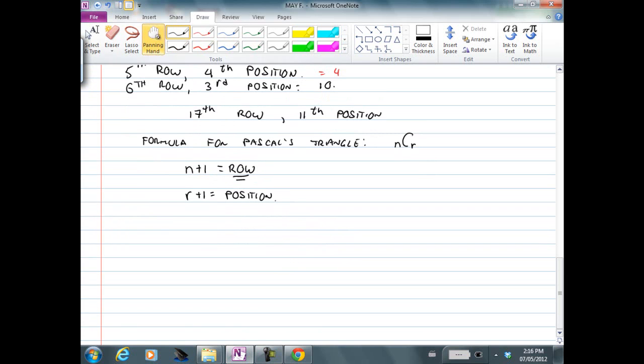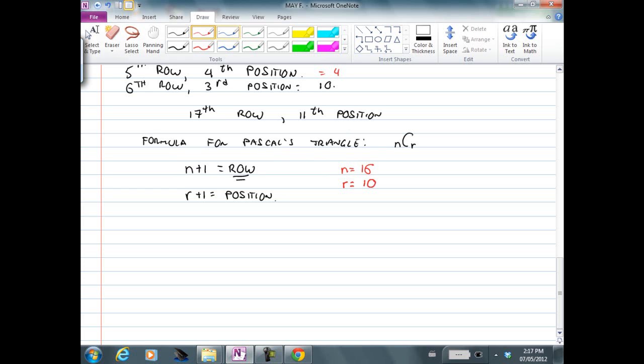If I'm looking for the 17th row, 11th position, what does n equal? 16. Think about it. You want the 17th row, so we minus 1. Therefore, n is equal to row minus 1. I want you to tell me what r equals. It's 10.